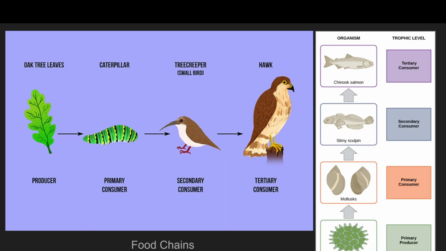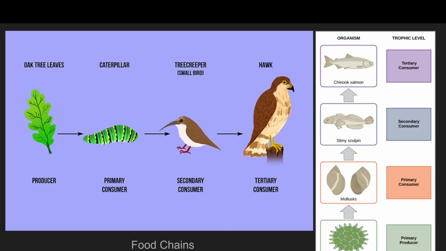And then we move on to the hawk. So the hawks, they like to eat, you know, rodents, snakes, and in this case, smaller birds. So this hawk eats the tree creeper, and since the tree creeper is the secondary consumer, the hawk turns into the tertiary consumer. This means that he is the third individual to eat in our food chain.